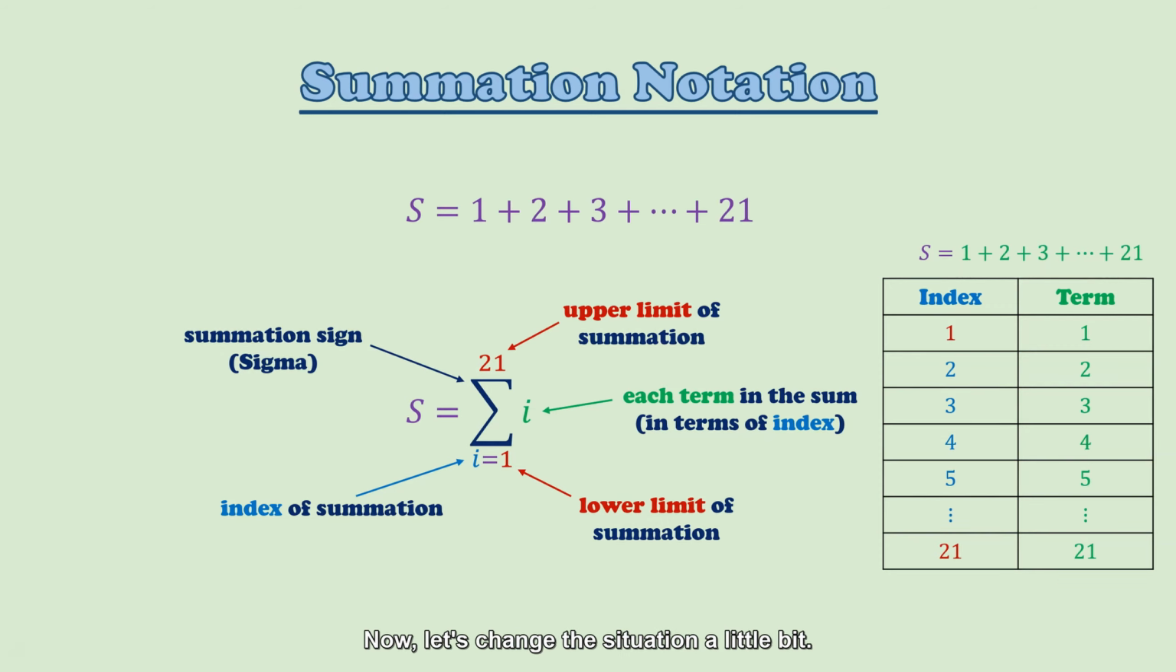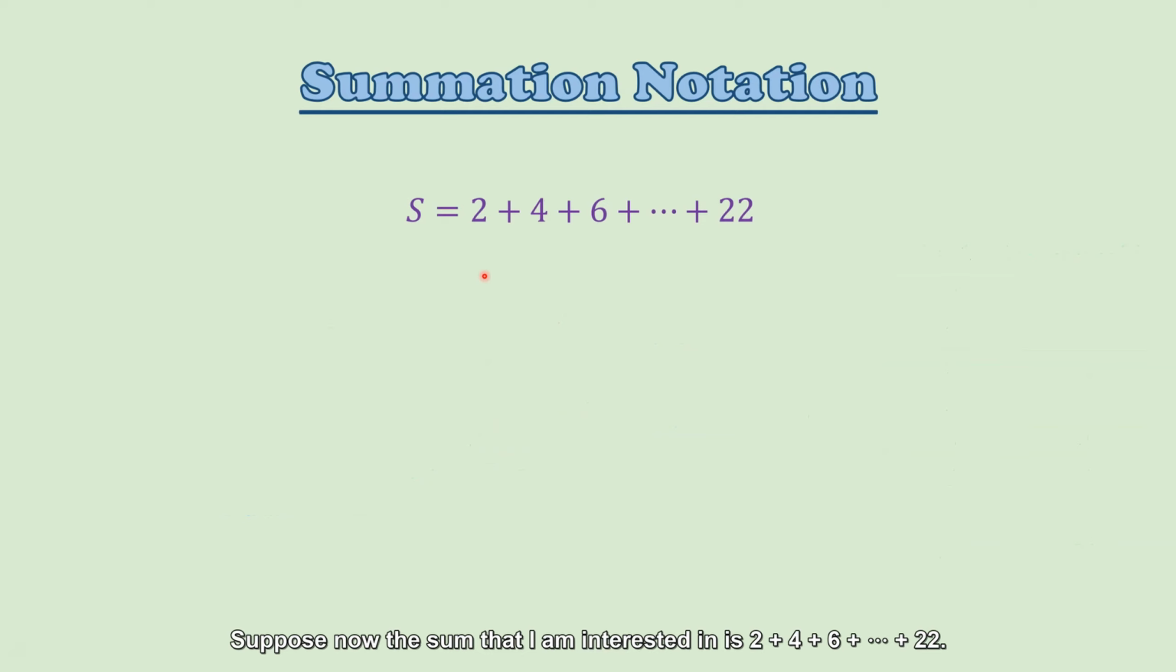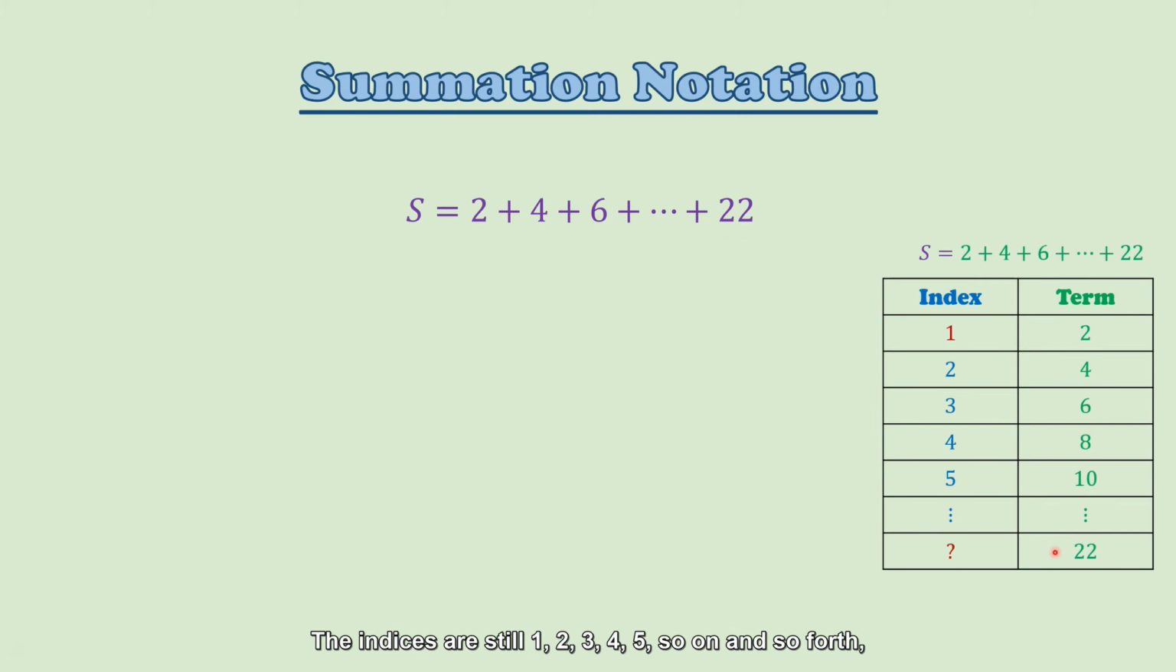Now, let's change the situation a little bit. Suppose now the sum that I'm interested in is 2 plus 4 plus 6 plus ... plus 22. That means the sum is a list of even numbers. In this case, the table would be like this. The indices are still 1, 2, 3, 4, 5, so on and so forth. But now the terms are 2, 4, 6, 8 all the way to 22.